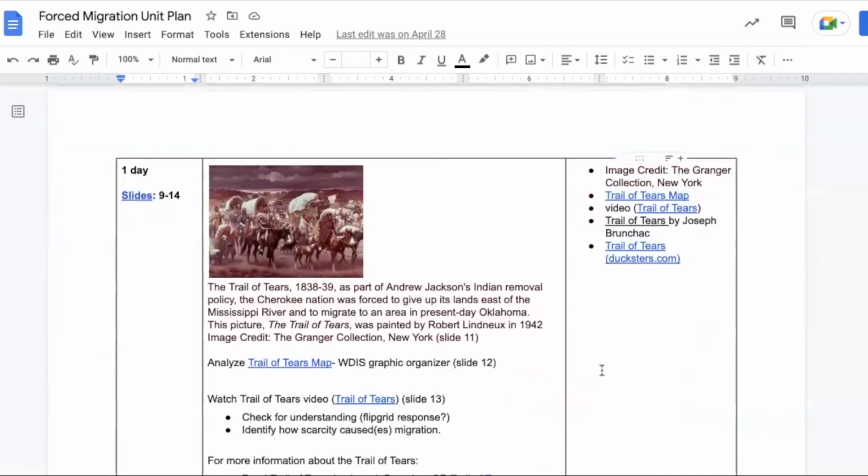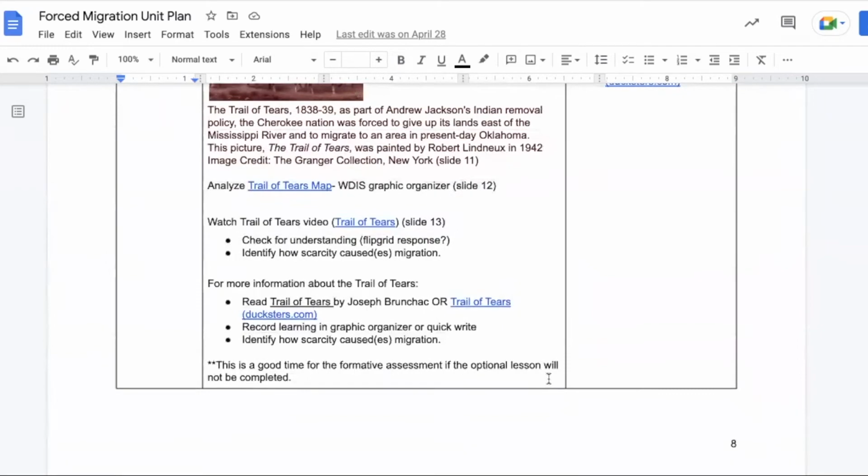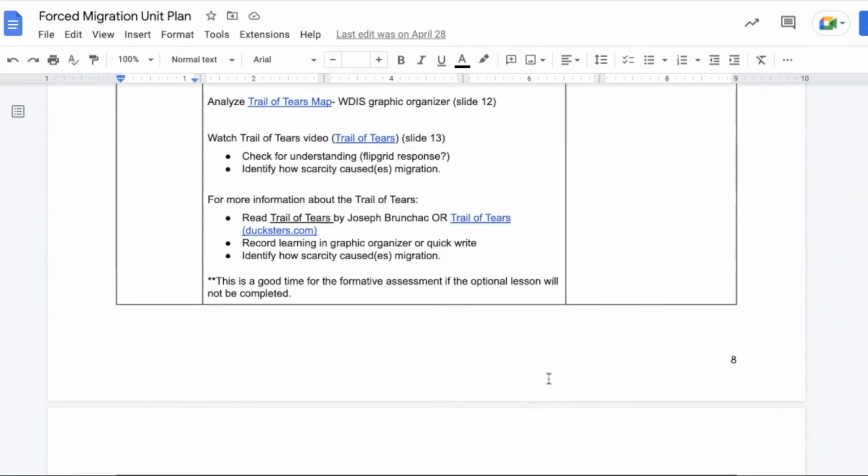So we have a picture to look at, which is a pretty common image from the Trail of Tears. We have a map that we can look at, and there's a video as well as some reading information if needed. When you finish lesson 2, that's a good time to do the formative, which is simply to write a response to the supporting question.